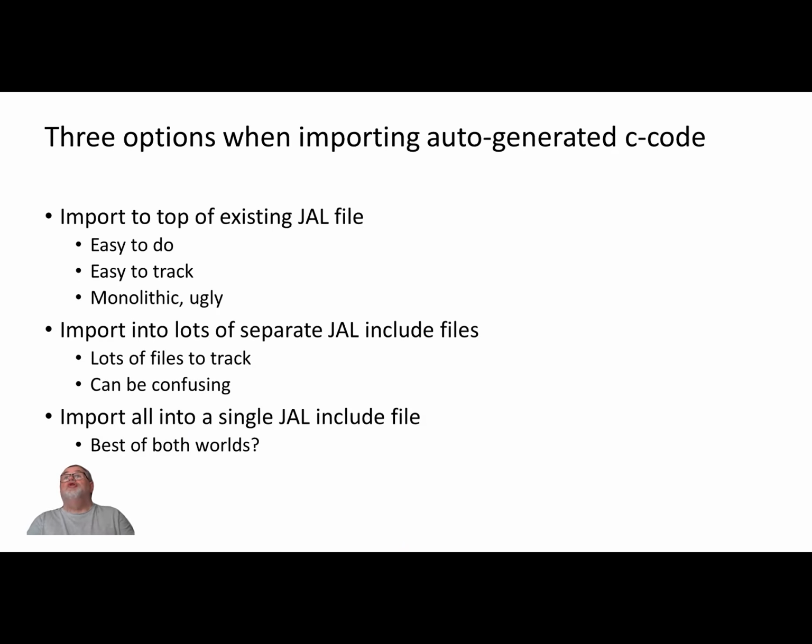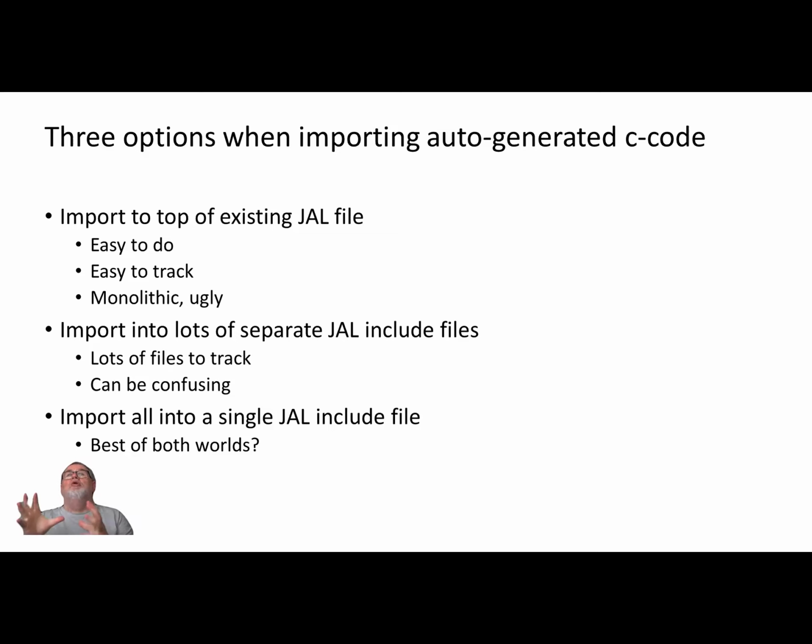Now what I could do is copy the stuff from all of those files and put it in the top of my JAL file, which would give me a great big lumping file with all this garbage in it, which I would then have to go through. Or I could make 10 little JAL files and include them all, because JAL's got an include exactly the same way as C has. But that leaves me with lots of files to track, and that's messy.